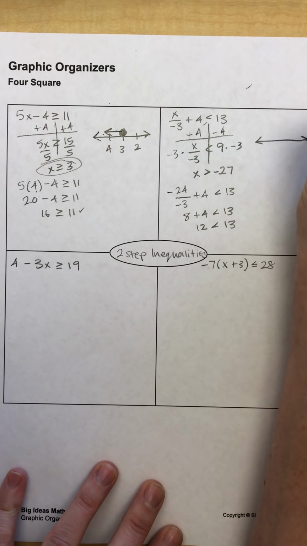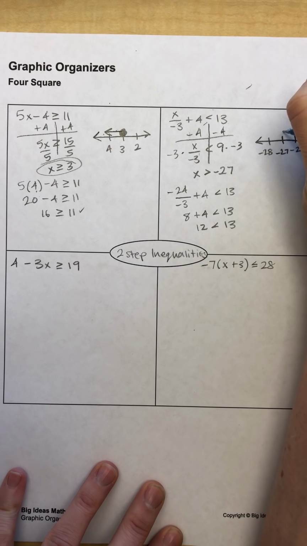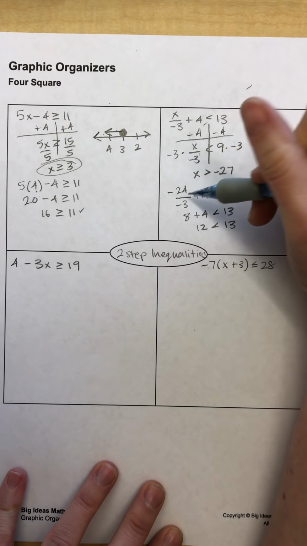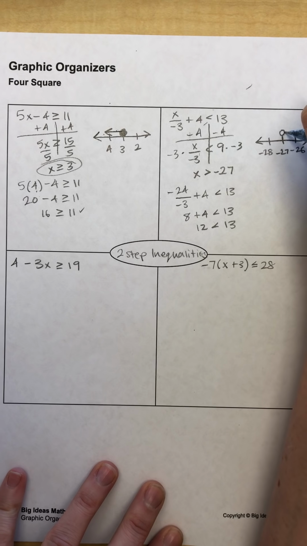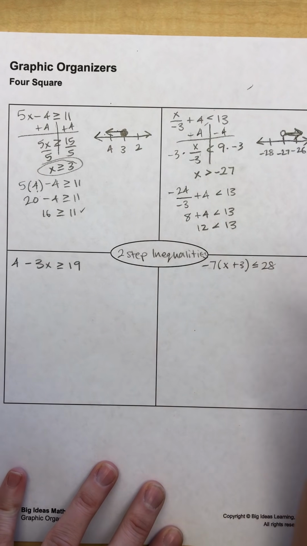So then I can do my graph here. And so I'm going to have a negative 27, negative 28, and negative 26. It's going to be an open circle, and I want to go towards negative 24, which is going to be in this direction. Okay, cool.